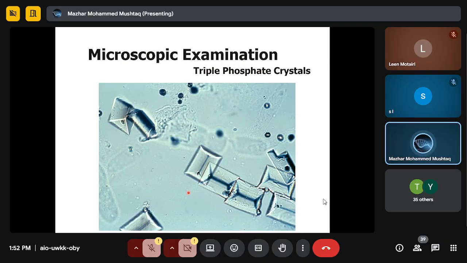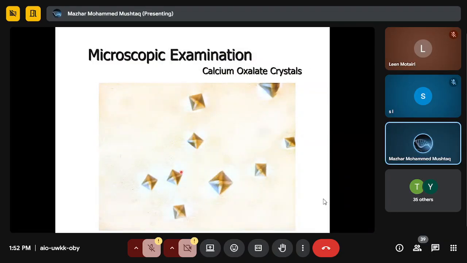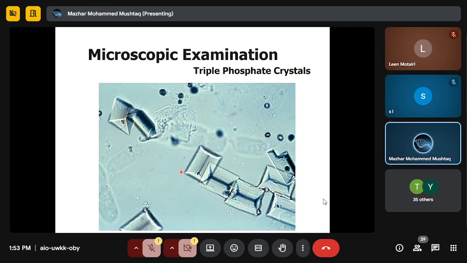These are the triple phosphate crystals. You can see here it is a rhomboid structure, rectangular type. You can also say that this is envelope shaped, but it does not fit the category of calcium oxalate. Why? Because if you look at calcium oxalate from the top, it would look like a pyramid, but this does not look like a pyramid at all. So this is the triple phosphate crystal, and it is larger than the calcium oxalate crystal.